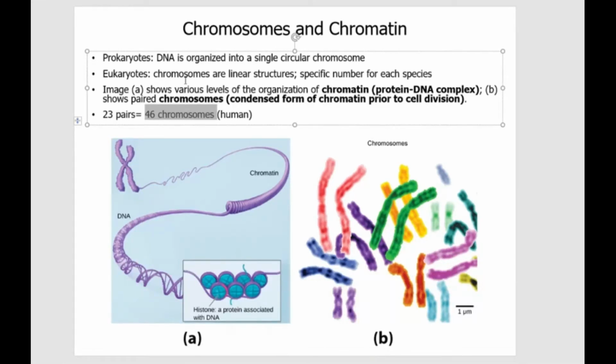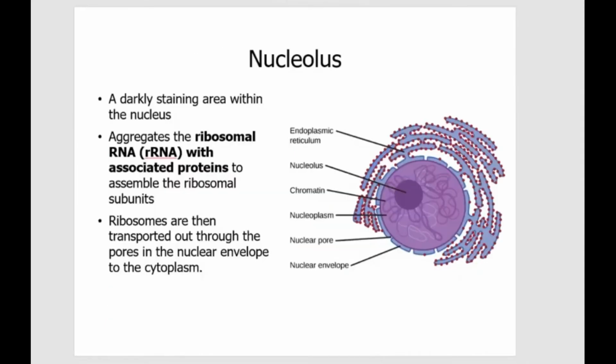In prokaryotes, the DNA is organized in one circular chromosome. Okay, so if I had to draw, it's just like one circular chromosome. In eukaryotes, chromosomes are more linear structures, right? Linear structure, not circular. And we usually have a specific number for each species. So for humans, that number is 46 chromosomes. Now for elephants, it will be a different number. For giraffes, again, different number. So the number of chromosomes indicates individual species, different species.